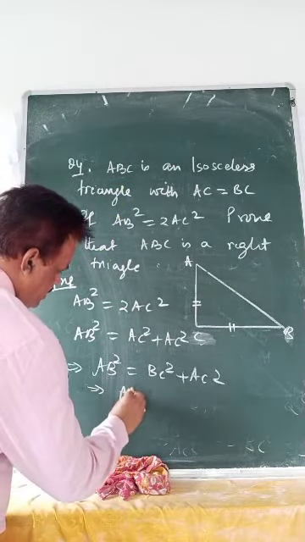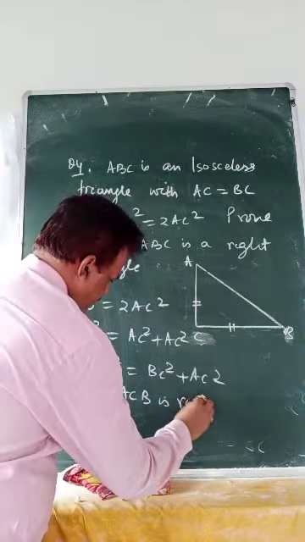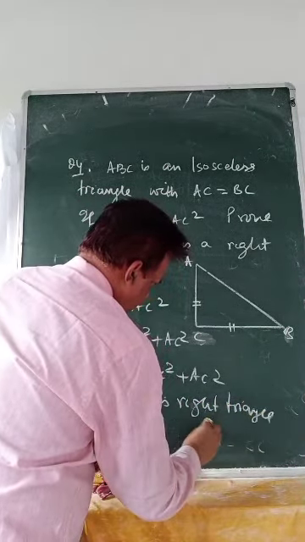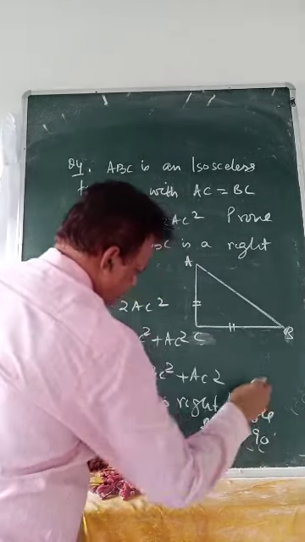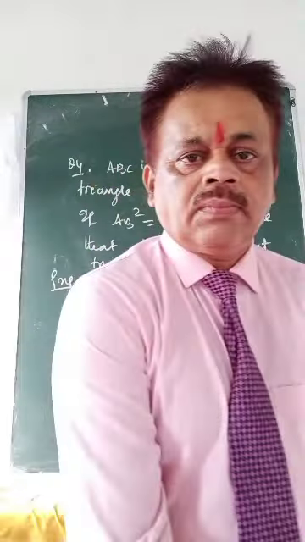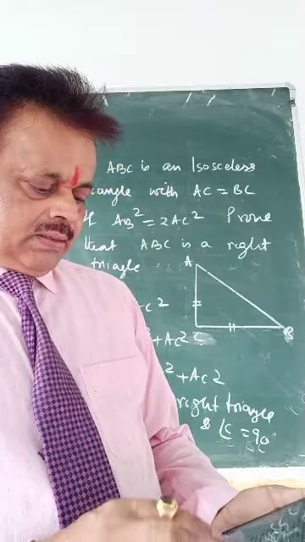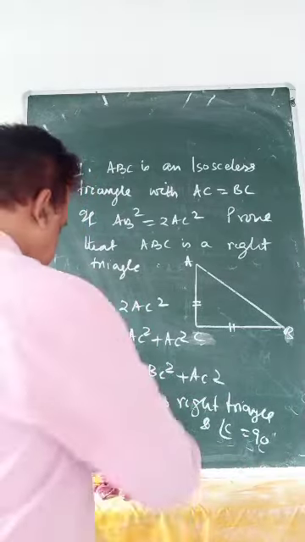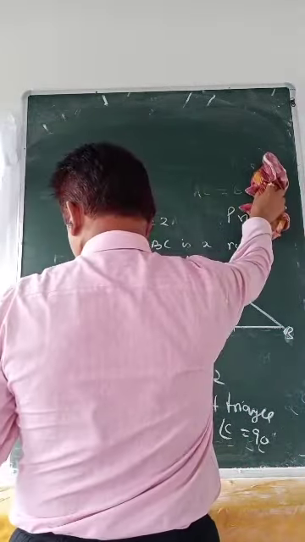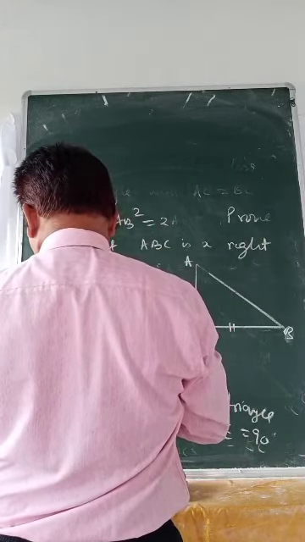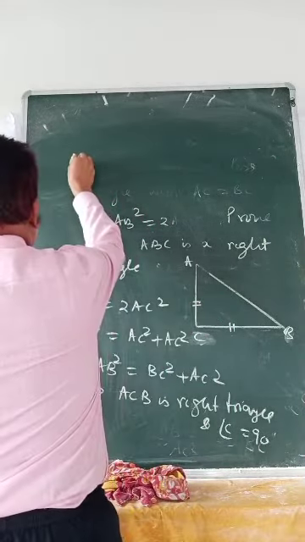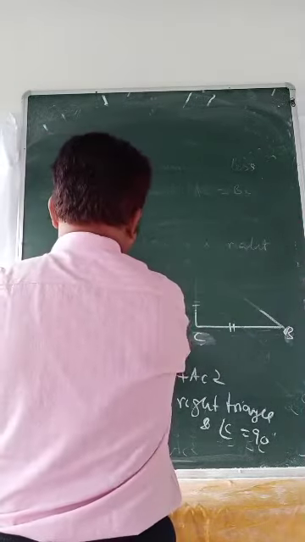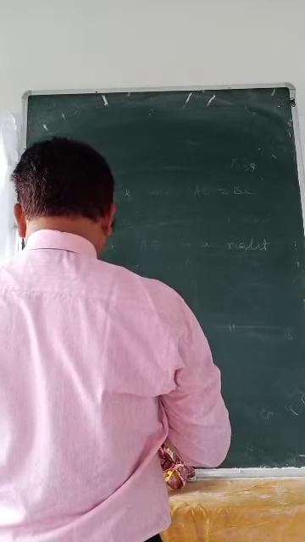This implies ACB is a right triangle and angle C is equal to 90. Okay, then question number 6. Now this is 5 done. Question 4 I have not done.